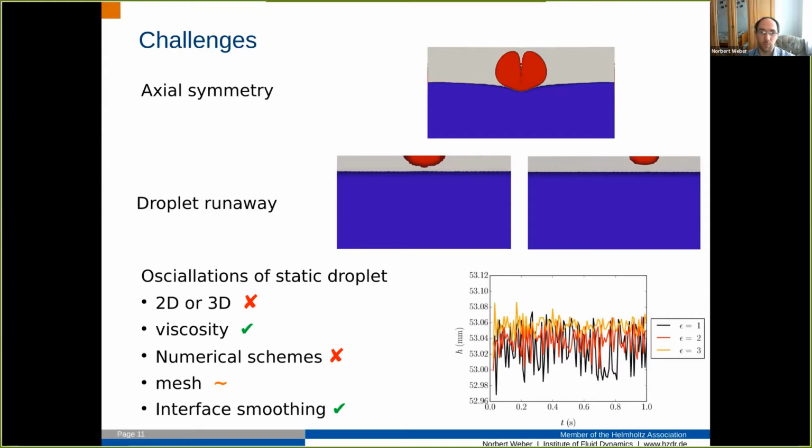The third big problem was, even if we had no Lorentz force, we already observed oscillations of the droplet, oscillations forever, which never ended. What we did first was increase viscosity to dampen it, but that's of course not very correct. So the second step was to smooth the interface, and this helped us to improve the interaction between the curvature and the contact angle, and this then removes the oscillations.